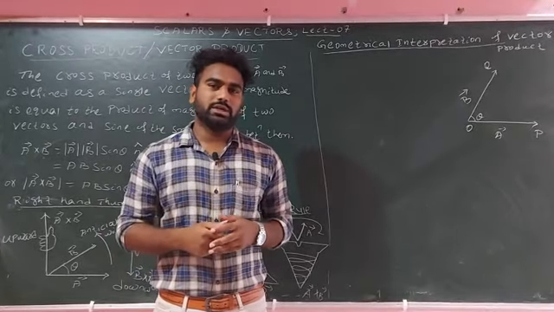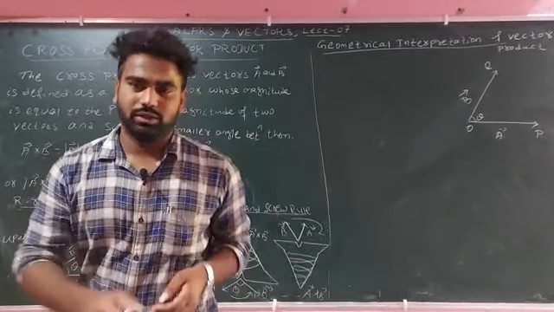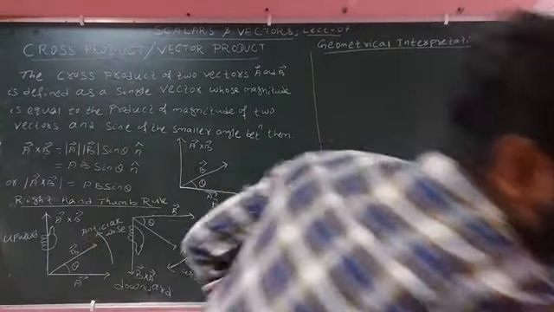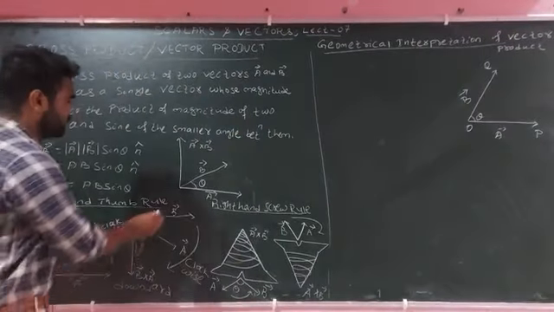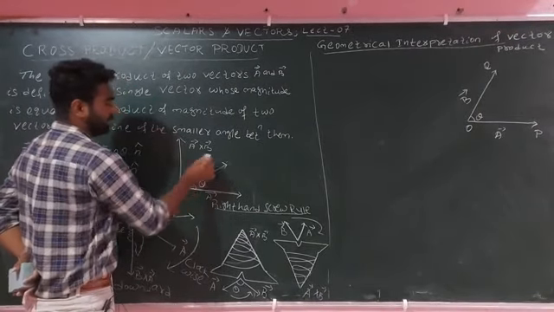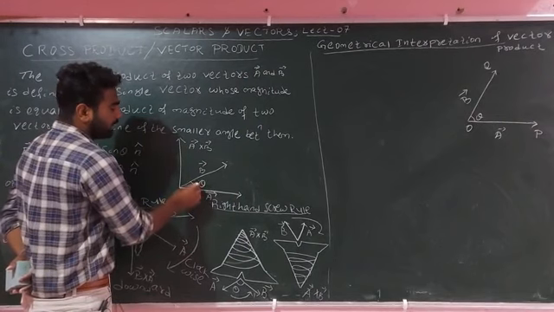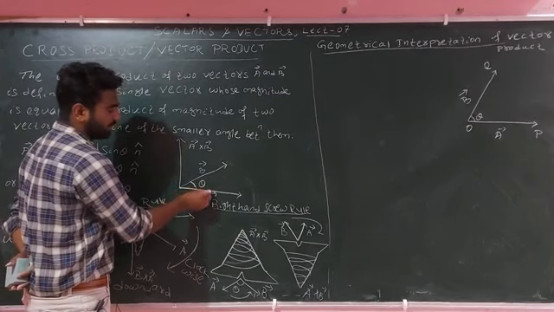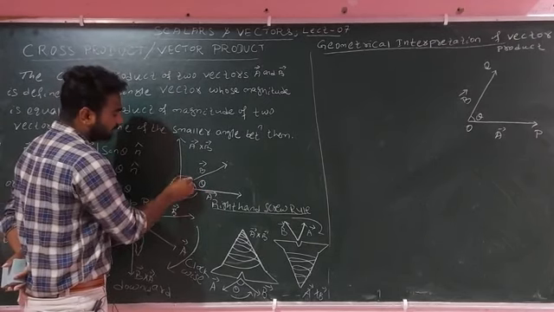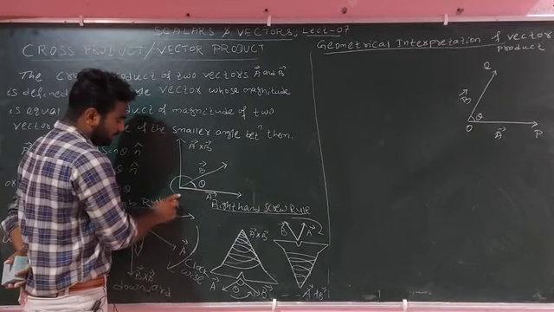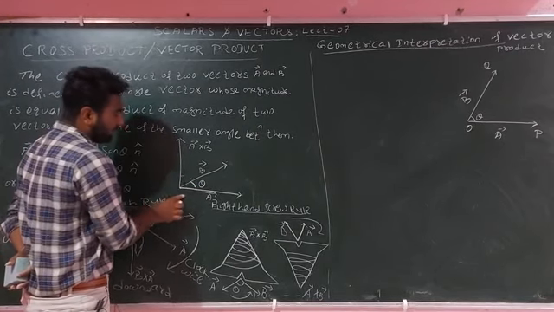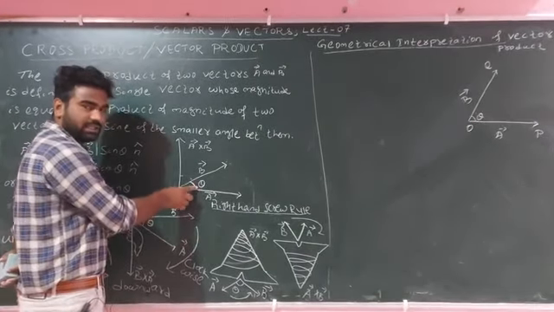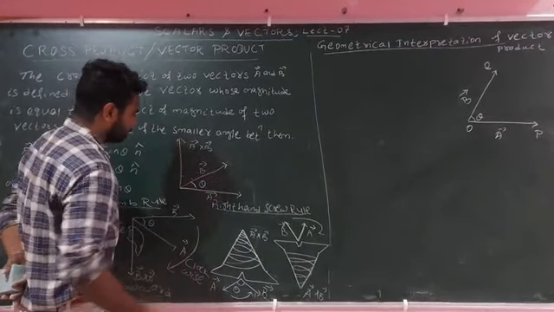Consider two vectors A and B. Let theta be the smaller angle between vector A and vector B. There is also a larger angle, but we cannot take the bigger angle; we take only the smaller angle, that is theta. That means theta is the smaller angle between vectors A and B.